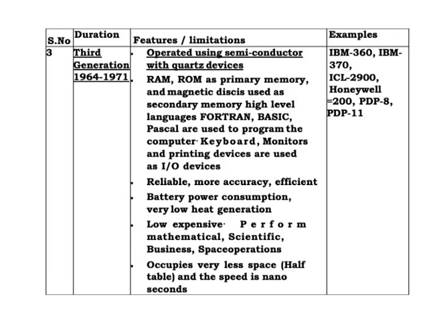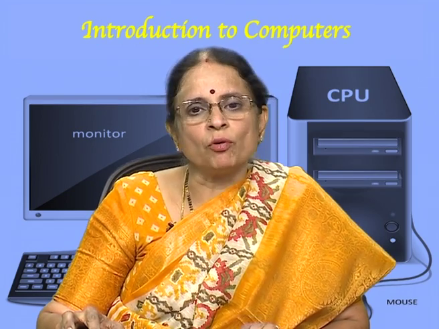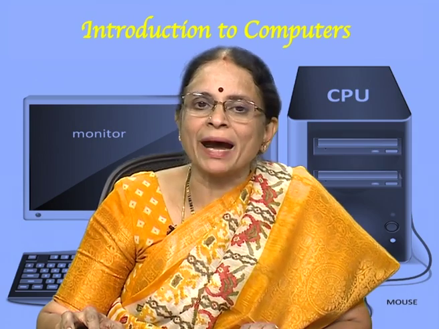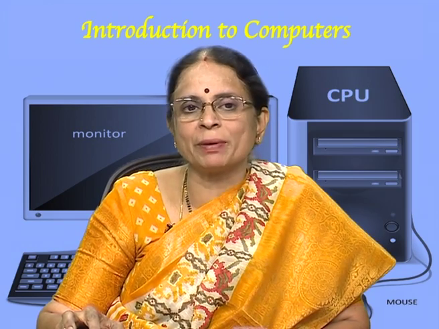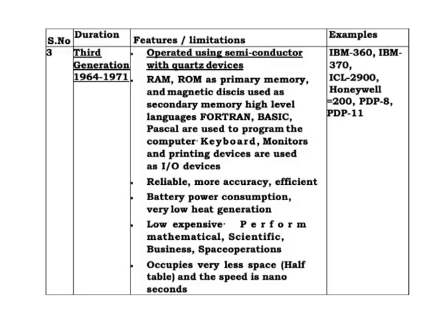Then keyboards and monitors, the input and output devices, started coming into the picture. They were more reliable, more accurate, efficient, and gave better power consumption, with very low heat generation. They performed mathematical, scientific, business and space operations also. They occupied very little space, half of a table, and the speed was in nanoseconds. Second generation computers were in microseconds, while third generation computers used nanoseconds as the speed.